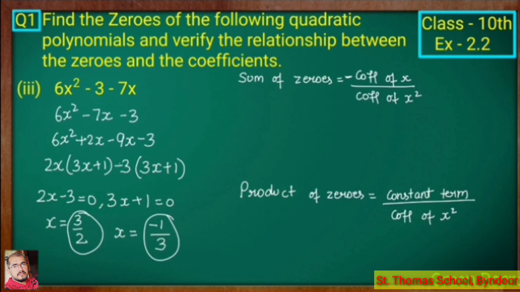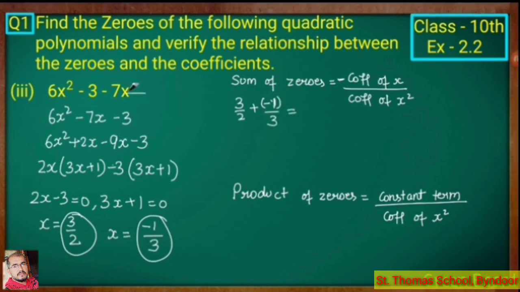So sum of the zeros: 3 divided by 2 plus minus 1 divided by 3 equals to minus coefficient of x divided by coefficient of x square. Which is the coefficient of x? Coefficient of x is minus 7. So minus of minus 7. Minus is already there in the formula. Minus of minus 7 divided by coefficient of x square. Coefficient of x square is 6.